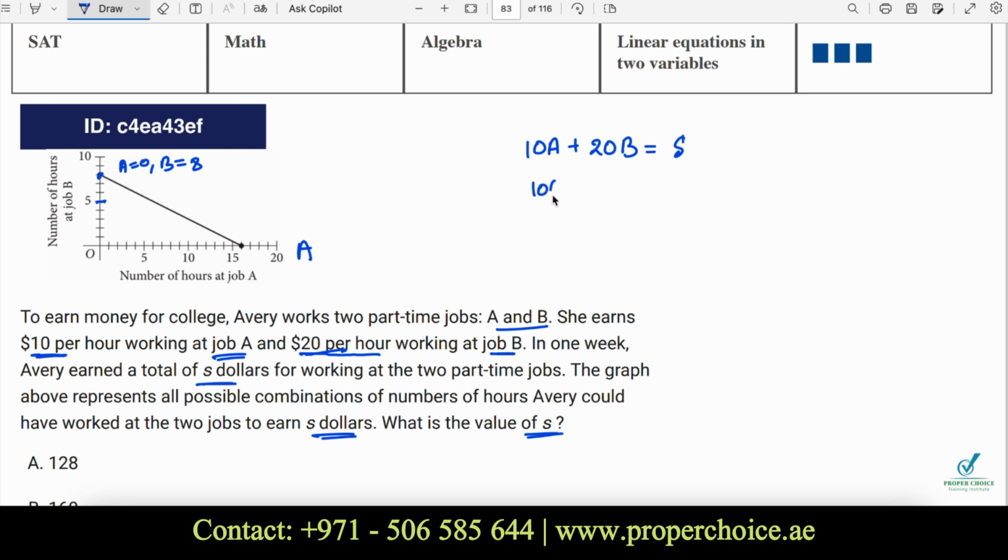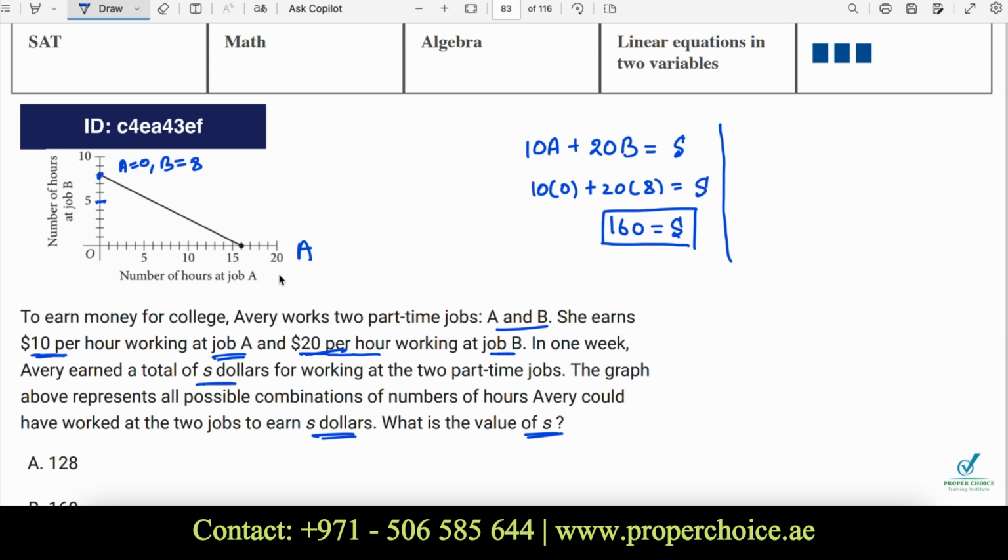So 10 times 0 plus 20 times 8 equals the total cost. 10 times 0 is 0, plus 20 times 8 is going to be 160, which is equal to S. This is what she earns per week. Then how do I confirm whether it is right or wrong? If you calculate by considering B as 0, you should get the same amount, because the amount of earning, whether she is working job A or job B, is not going to change.